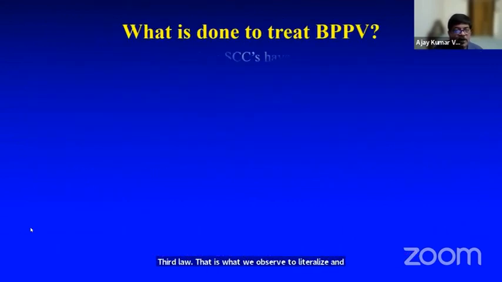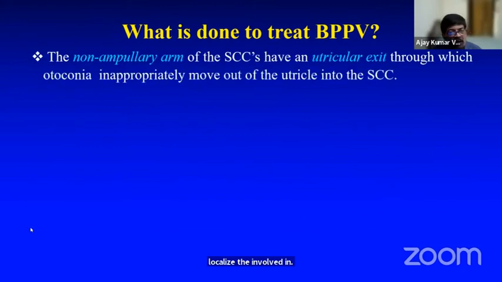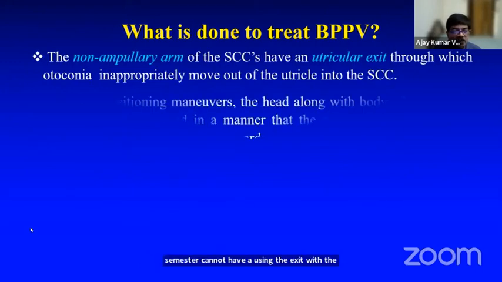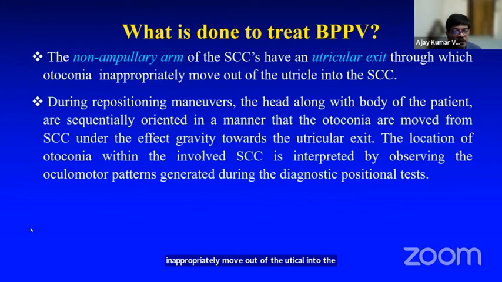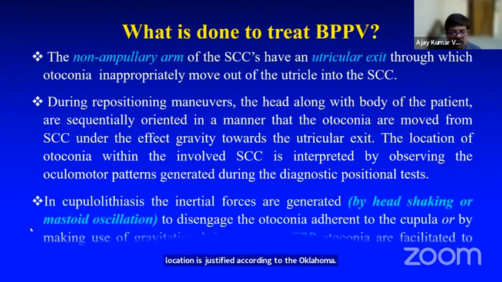So what is done to treat BPPV? The non-ampullary arm of the semicircular canal has a utricular exit through which the otoconia inappropriately move out of the utricle into the semicircular canal. So during repositioning, the head along with the body of the patient are sequentially oriented in a manner that the otoconia are moved out from the semicircular canal under the gravitational pull towards the utricular exit. The location is deciphered according to the oculomotor patterns generated during the diagnostic positional test.